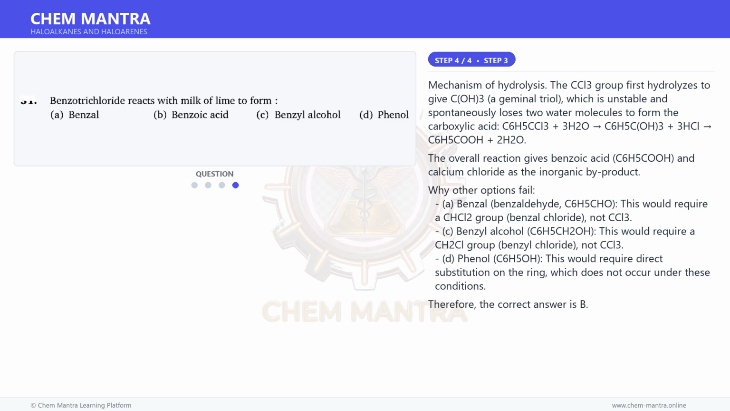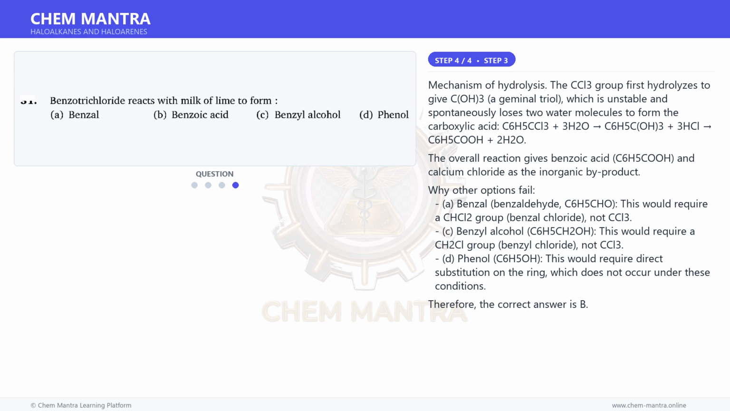And for the final step. Mechanism of hydrolysis. The CCl3 group first hydrolyzes to give C(OH)3, a geminal triol, which is unstable and spontaneously loses two water molecules to form the carboxylic acid.